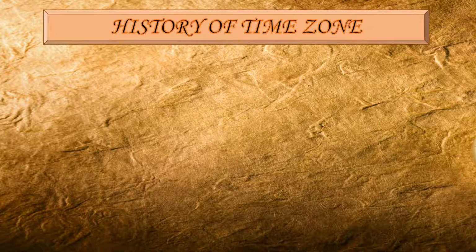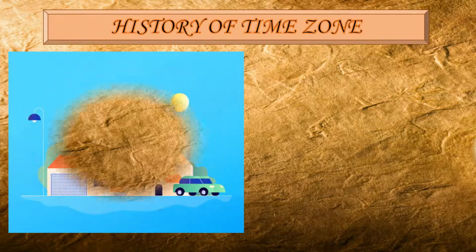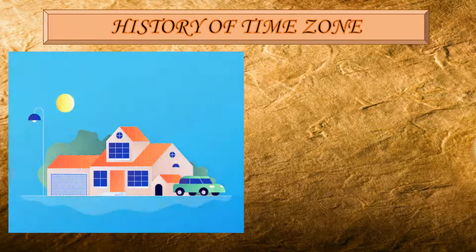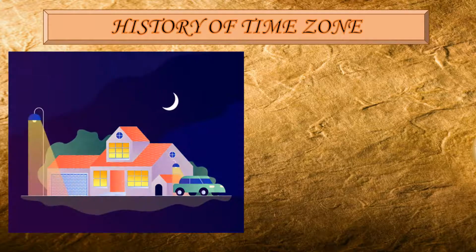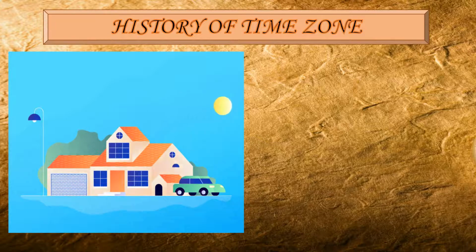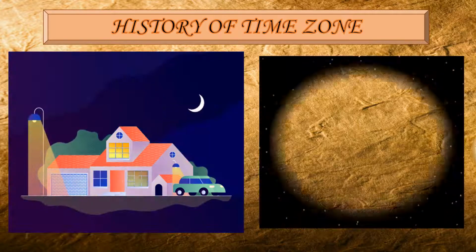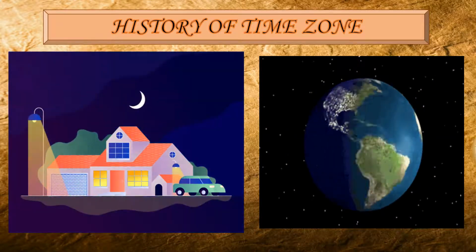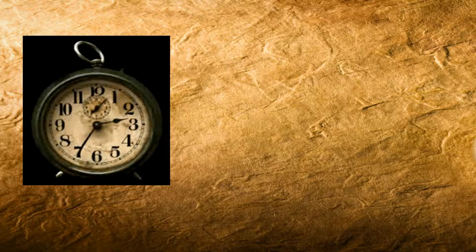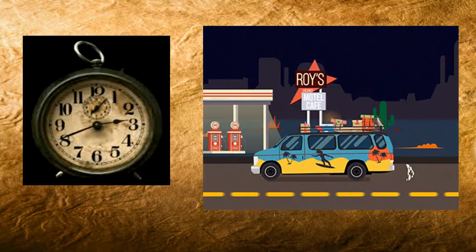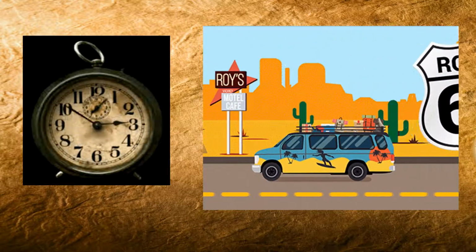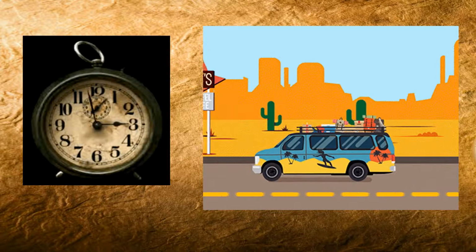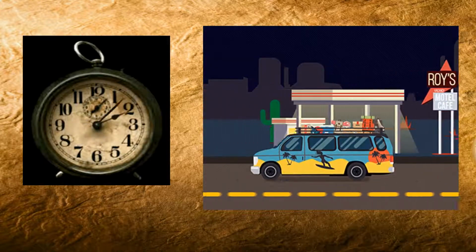Students, we all know that day and night occur on the Earth's surface, but they occur at different times at different places. We all know the reason behind that. Yes, it is because of the rotation of the Earth. However, the time differences between distant locations were barely noticeable in the past because of the long travel times and lack of long distance communication.